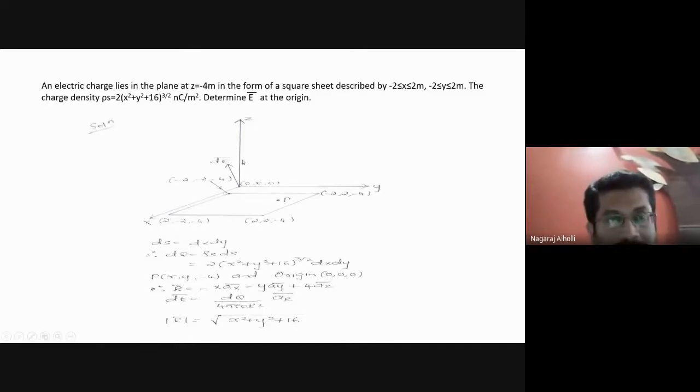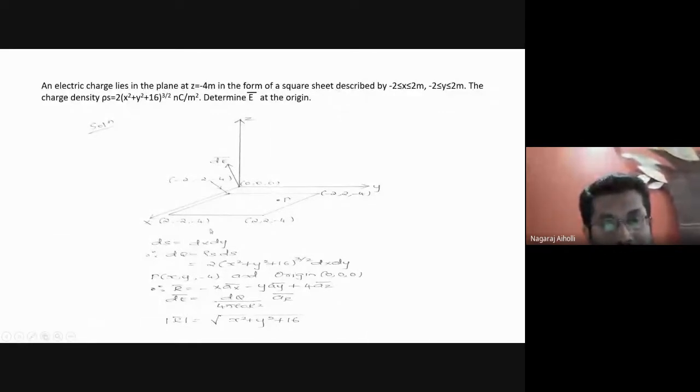Then the charge density is rho s equal to 2 into (x square plus y square plus 16) raised to 3/2 nanocoulomb per meter square. This is the charge density, rho s, that they have given, the charge density of the sheet. Determine E bar at the origin. We have to find the electric field intensity at the origin, that is 0, 0, 0.